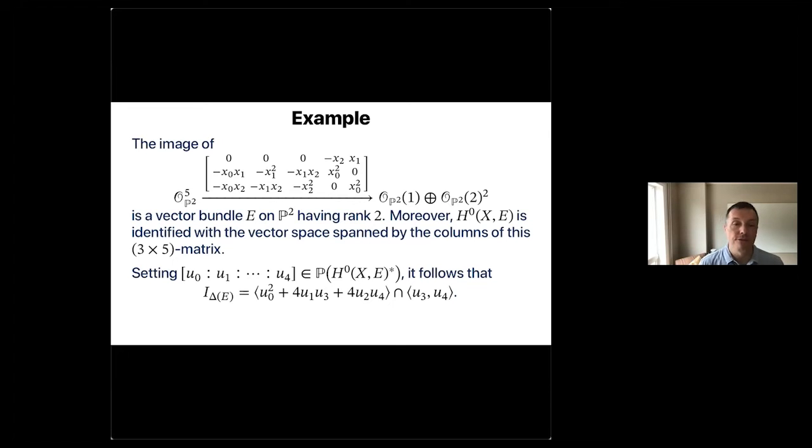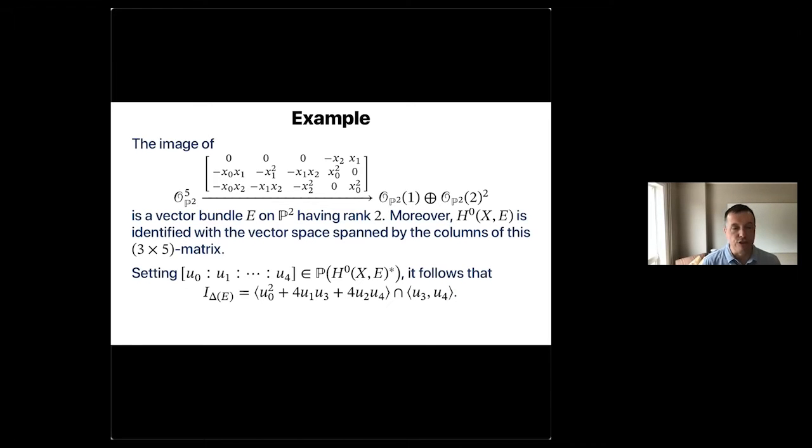Moreover, it's cooked up this way so that the global sections of this vector bundle, which is the image of this map, can be identified with the columns of this matrix. So the vector space of global sections is a 5-dimensional vector space, which I identify with the columns here. And again, it's not hard to unpackage that in any way. The nice thing about that is I now have explicit coordinates chosen on my space of global sections, so I can actually work out the equations for the discriminant of this.